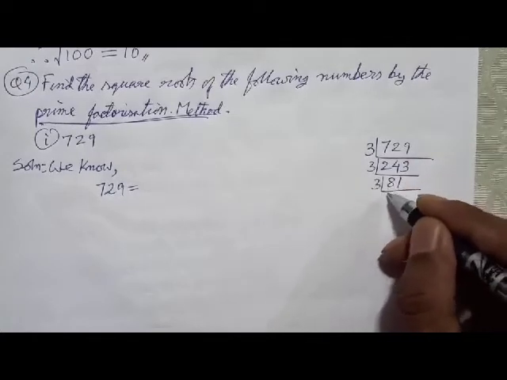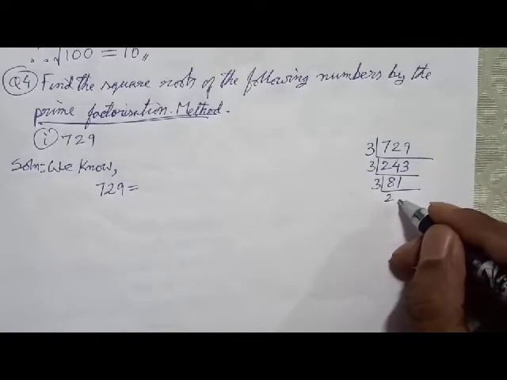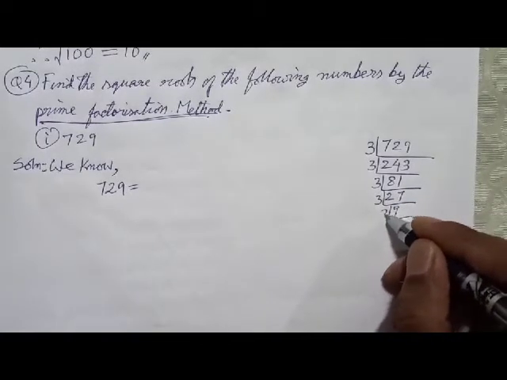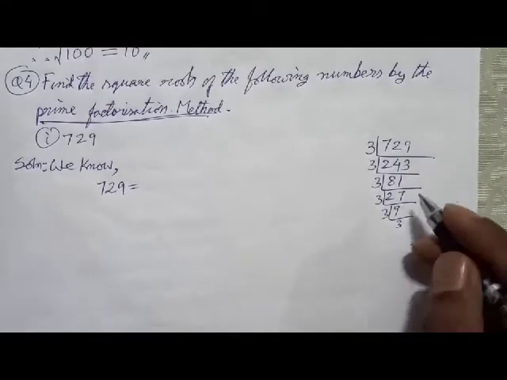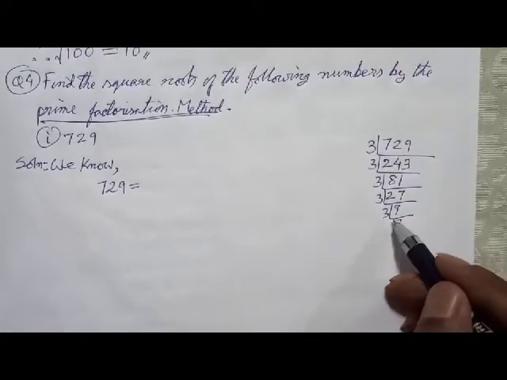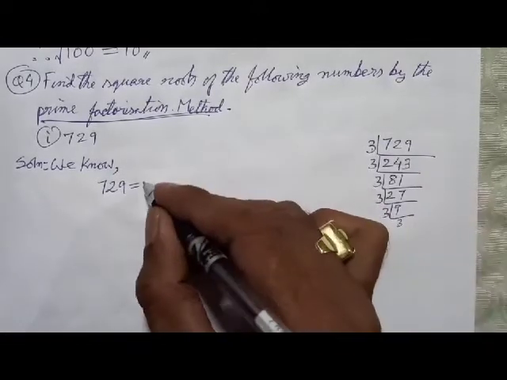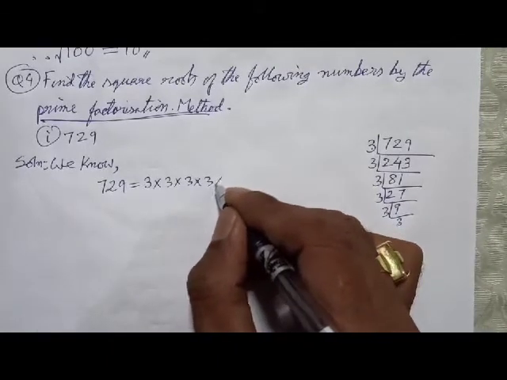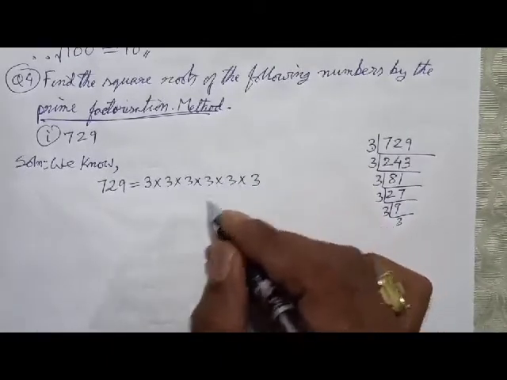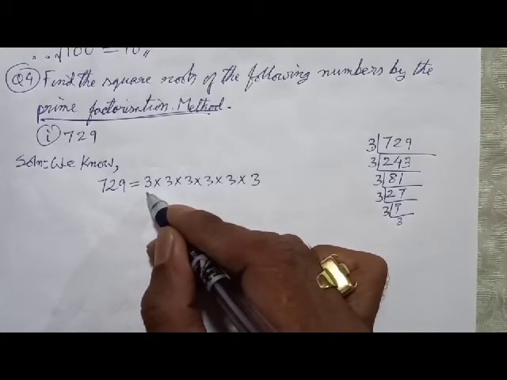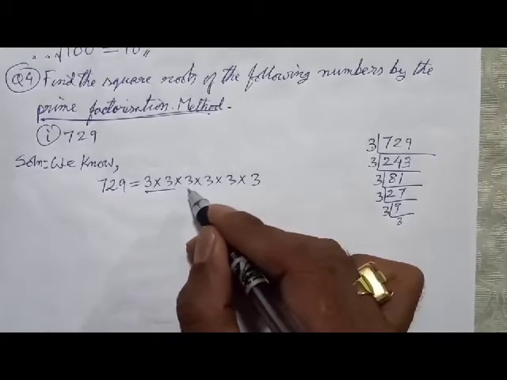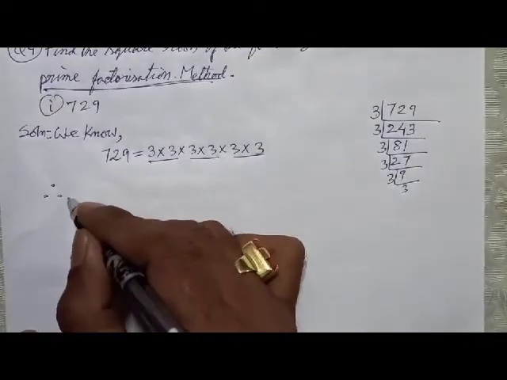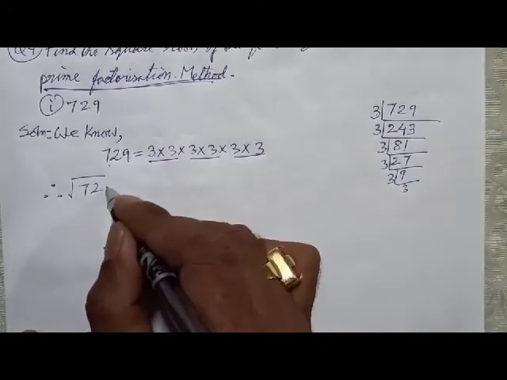Again divide by 3. 3 2s are 6, 7, 8, 3 7s are 21. Again by 3. 3 9s are 27. Divide by 3, 3 times. Finding the factors is over. 1 2 3 4 5 6. 3 six times. Now let's pair the equal factors. Therefore, the square root of this 729.